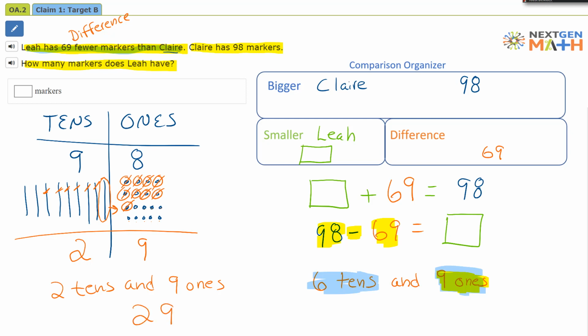So back to our problem, 98 minus 69, we have figured out that that is going to be equal to 29. Or another way we could look at the problem is 29 plus 69 equals 98. Either way, we know that Leah has 29 markers. And so there's the 29.